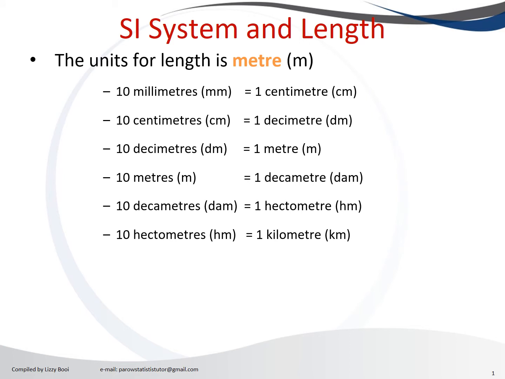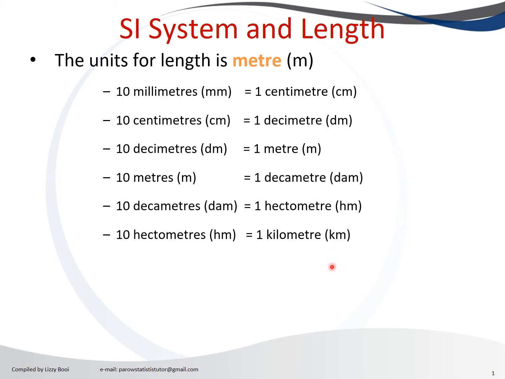You need to know that in 1 centimeter, there are 10 millimeters. And you also need to know how to convert from one unit to the other. So these are your smallest units. Millimeter is your smallest unit, and kilometers is your biggest unit.